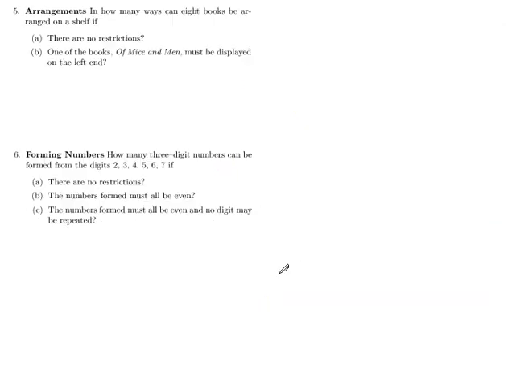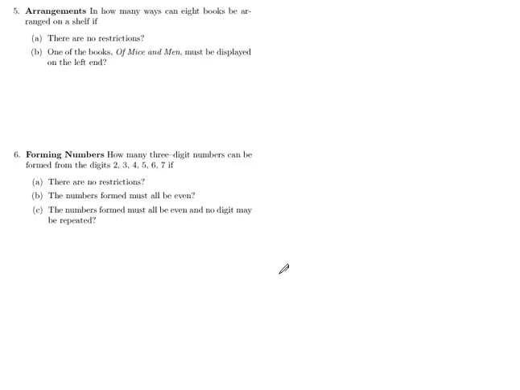Question 5. In how many ways can 8 books be arranged on a shelf? Well, first of all, we need to look at this and say, okay, once a book is put on a shelf, can it be placed again? In other words, can we put the same book more than once on that shelf? The answer to that is no. So, in essence, no repeats are allowed.